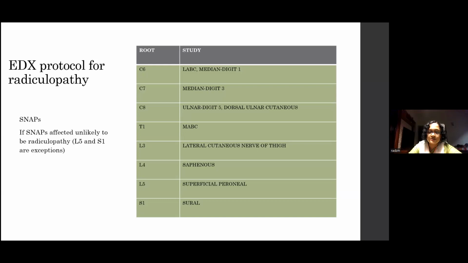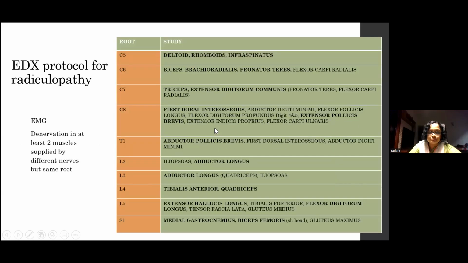This is just a list of different sensory nerve action potential studies that you can do for different nerve roots. It's useful to have a set of muscles that are your favorites for each nerve root. For C5, you can think maybe deltoid, rhomboids, infraspinatus. Make sure you're comfortable needling these muscles. If you can demonstrate denervation in deltoid and infraspinatus, that means two different muscles with two different nerves but the same nerve root, then you can show that it localizes to that particular nerve root.